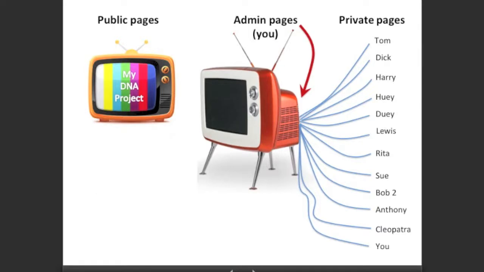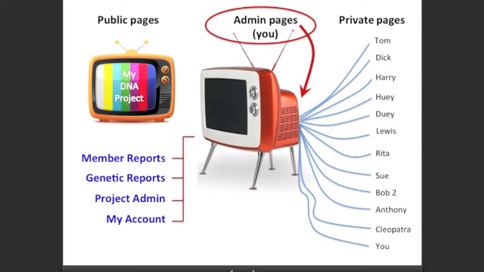Now, we've looked at the public pages. I want to now just take a quick look at the admin pages, and specifically, I want to look at project administration pages. There are 4 groups of pages under the admin pages. The member reports tell you all about how many members are in your project and give you access to each of the private pages of each of your members.